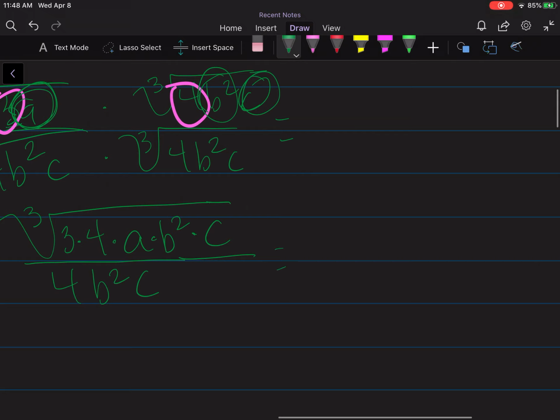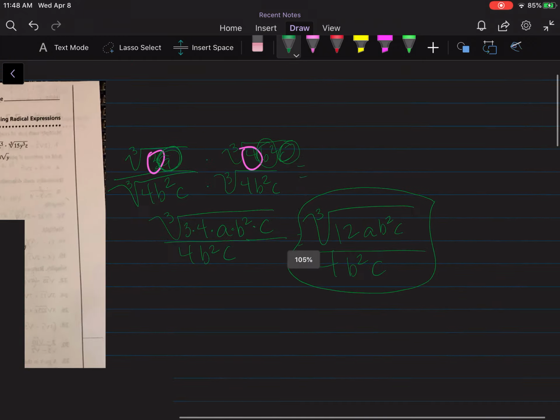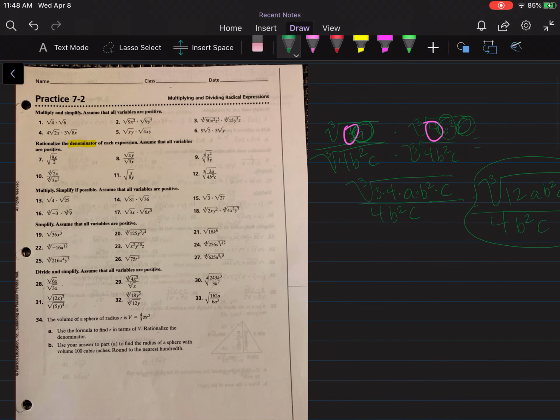So go back over here. Root 3 times 4 is 12, times a times b squared times c. Let me write this over again. So the cube root of 3, 4 times 3 is 12, and then bring your a, b squared, and c over, all over 4b squared c. And that's your answer right there for the last one. Okay, so take a minute, complete those, and we'll go back to the next section.